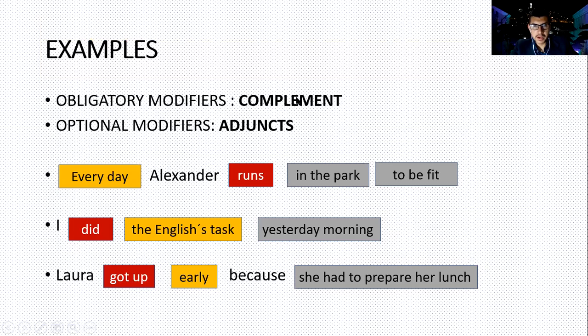For example, complements are obligatory modifiers and adjuncts are optional modifiers. Why optional? Because when we don't use these modifiers, we can still understand the context of the sentence. For example, every day Alexander runs in the park to be fit. When we use only every day Alexander runs, the structure of the sentence is complete.